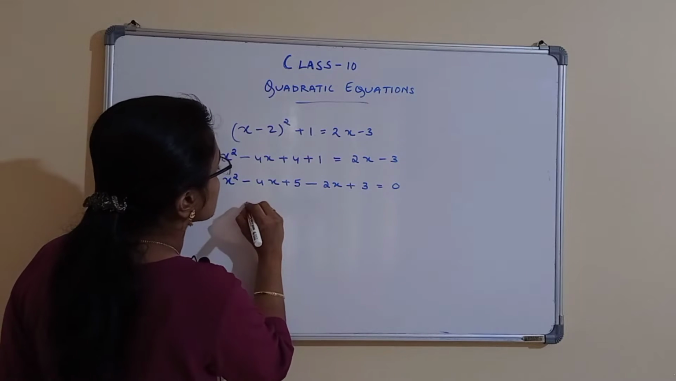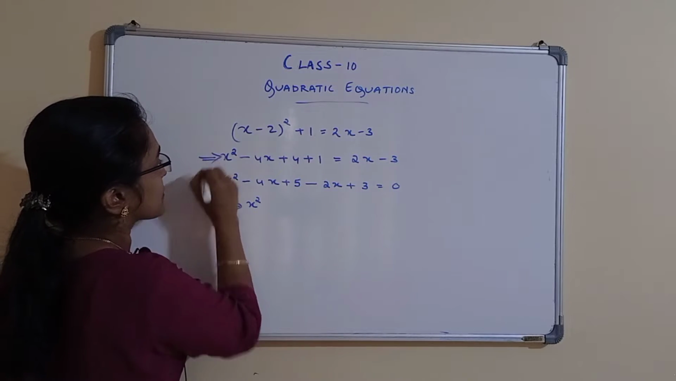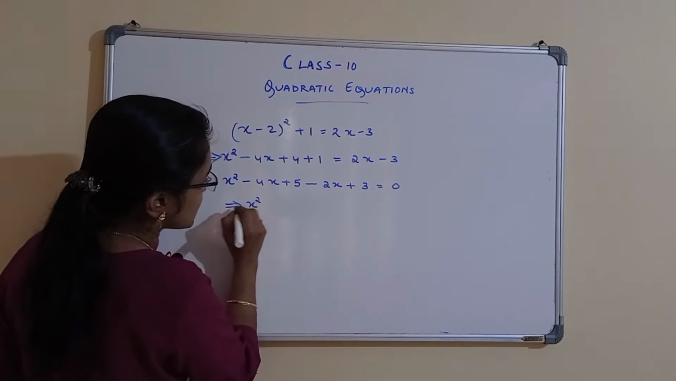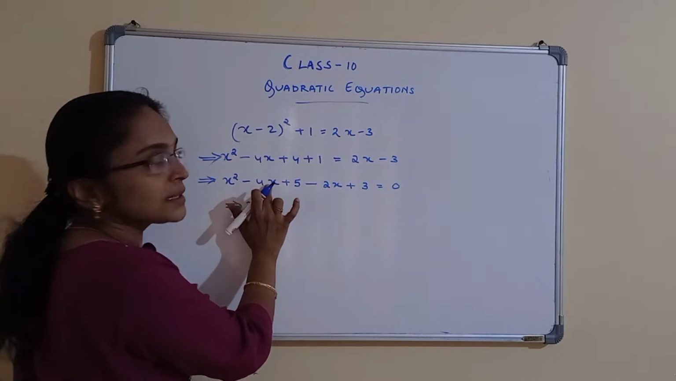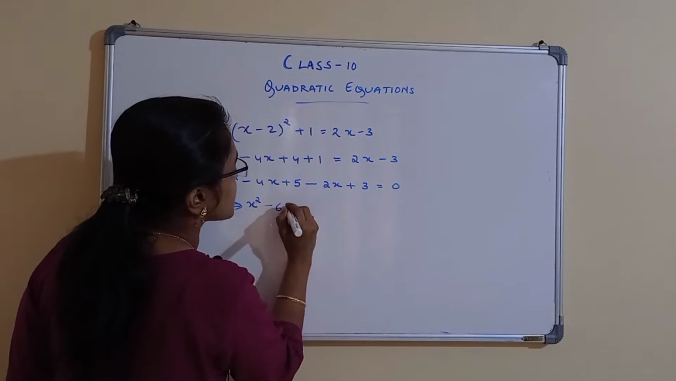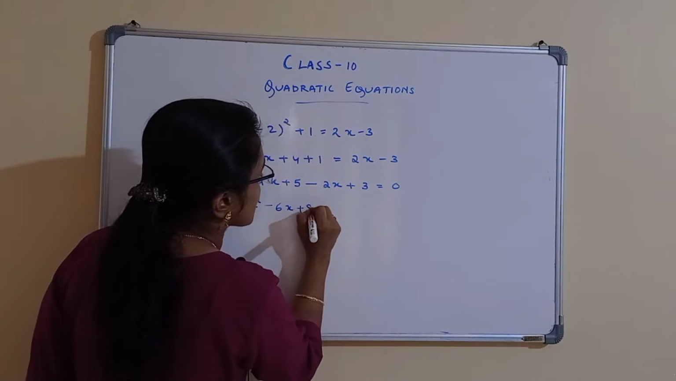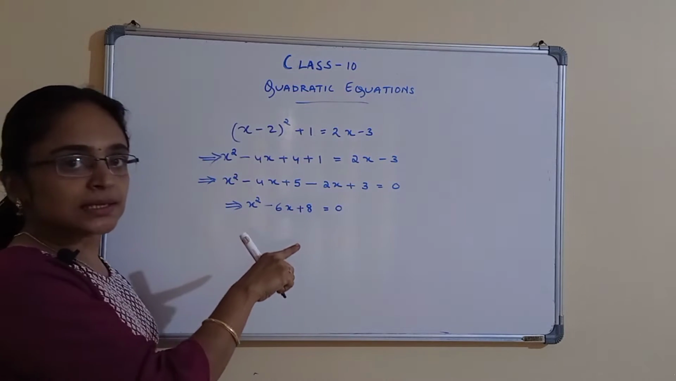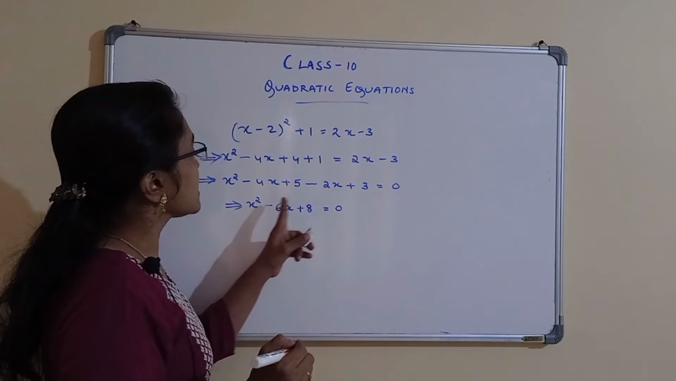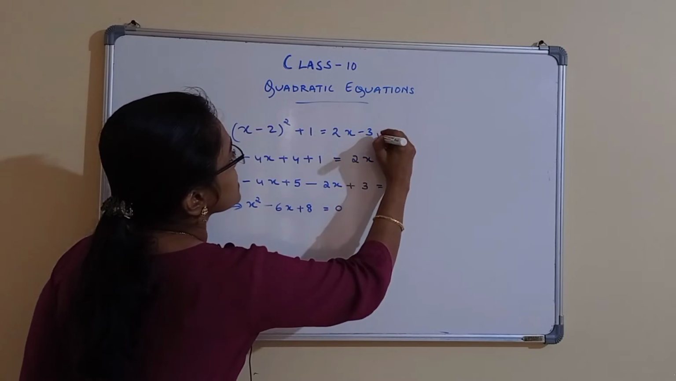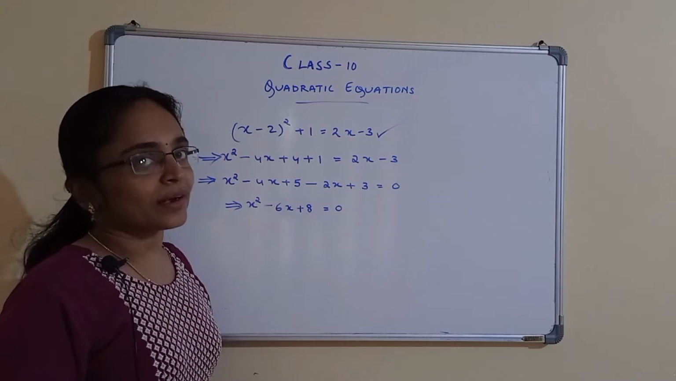Okay, so this implies x square minus, now add the x terms, minus 4x and minus 2x is minus 6x, and adding constants we have 5 plus 3 is equal to 8. So x square minus 6x plus 8 equal to 0. Is this a quadratic equation? Yes, this is a quadratic equation. We have checked this, and this is a quadratic equation.